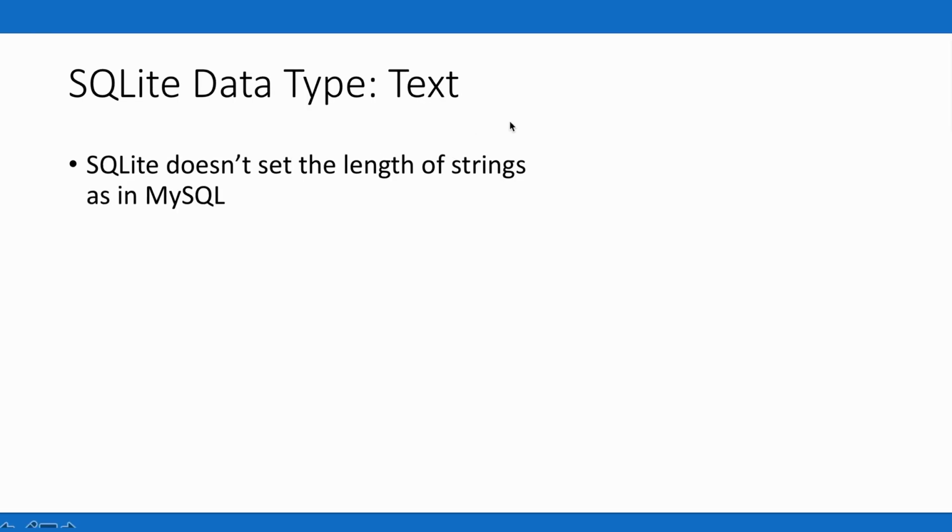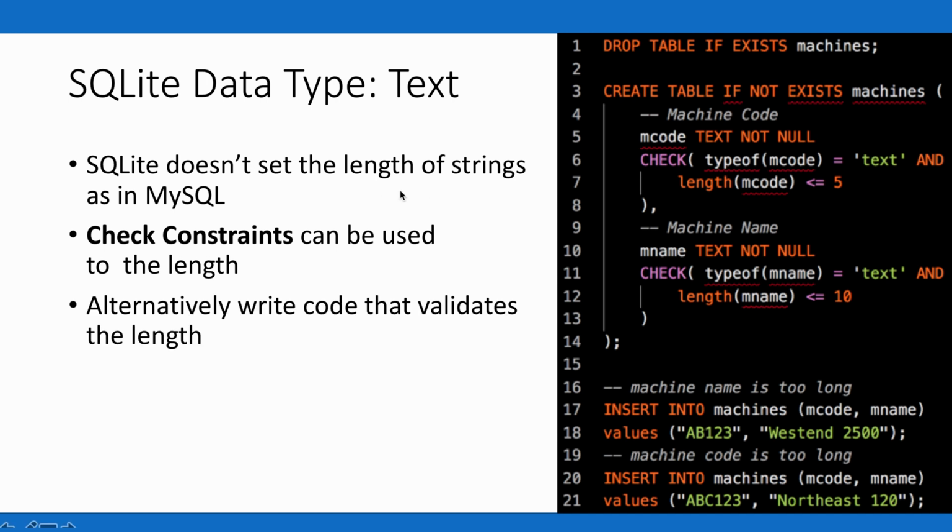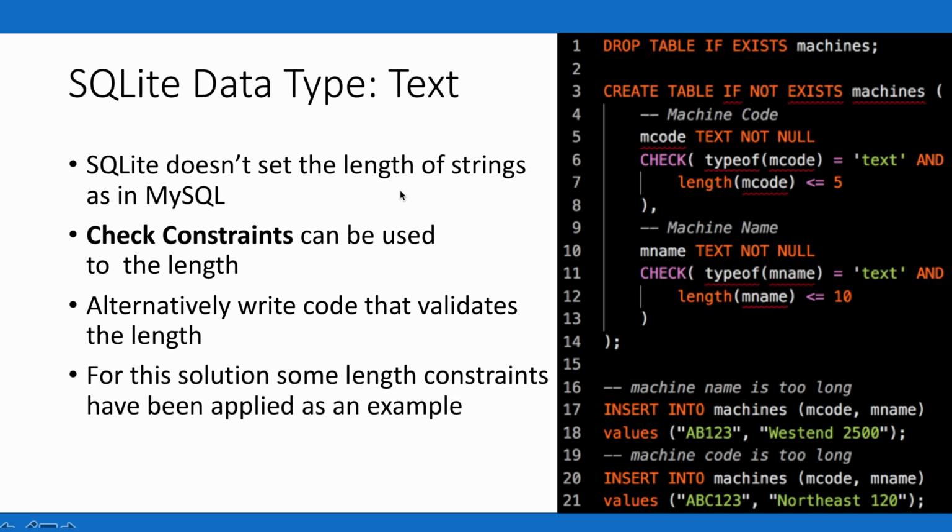In contrast to MySQL, SQLite text data type doesn't provide setting string lengths. In order to limit the length of a string, the check constraint can be used, as shown in this SQL example. The check constraint can be applied in the table definition. Alternatively, code can be used to validate the length of a string. For this solution, some length constraints have been applied as an example.